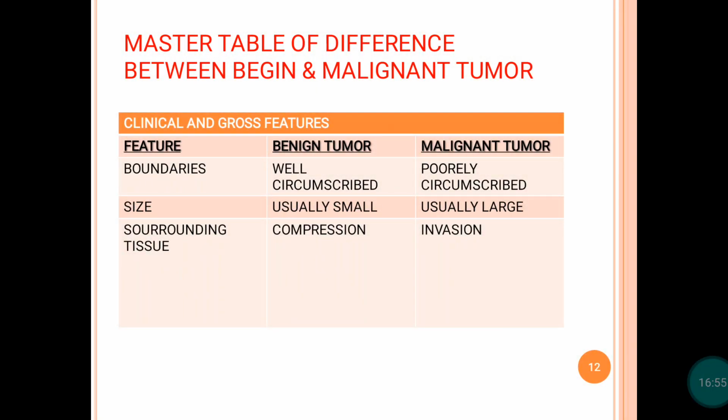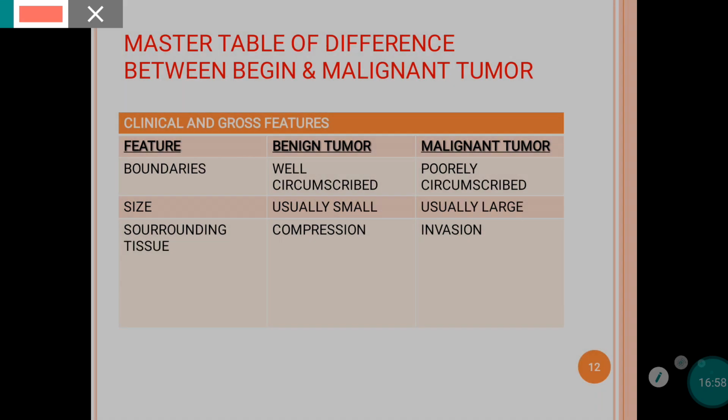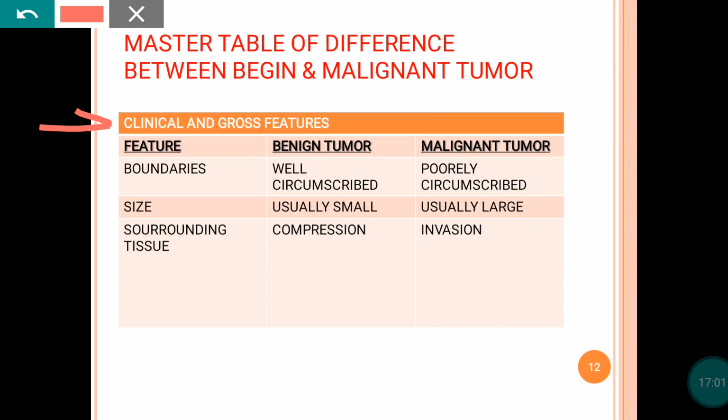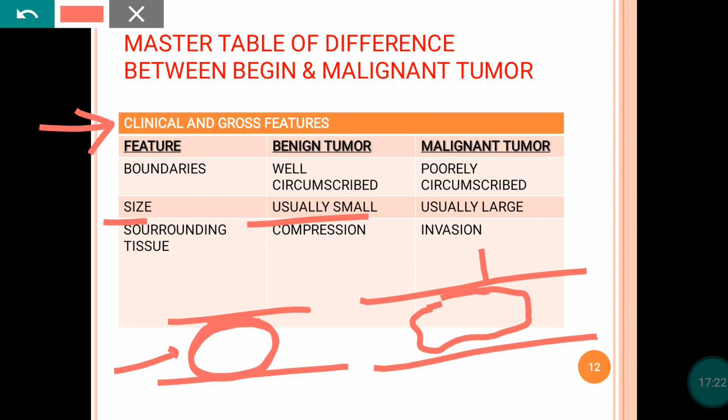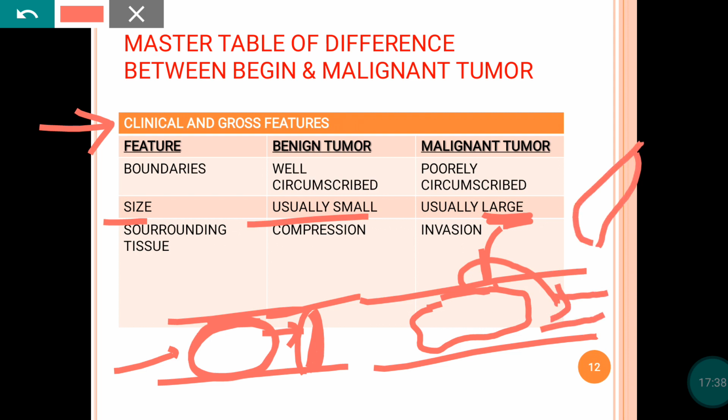Okay, now we will see the basic difference between the benign and malignant tumor. First we will see the clinical and gross features. The benign tumor is usually round and well circumscribed, while the malignant tumor is poorly circumscribed. Clear? The size is usually small, while the malignant tumor is large. The surrounding tissue is always compressed by the benign tumor cells, while the malignant tumor can invade and destroy the surrounding tissue, as well as spread distally, which is known as metastasis.